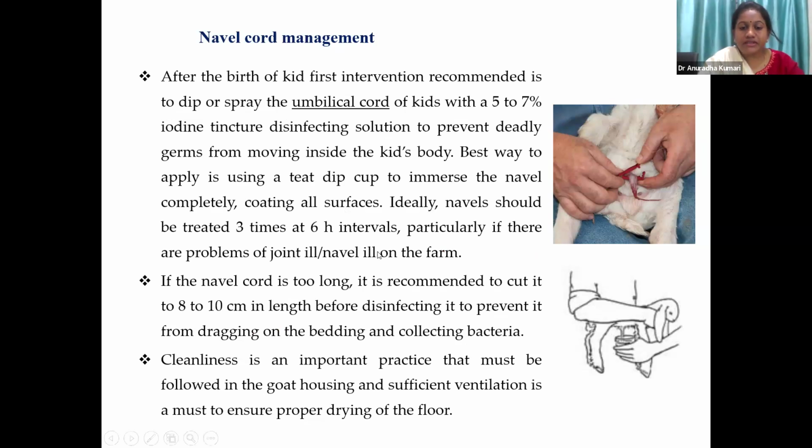In farms where there is a problem of joint ill and navel ill, it is better to apply it 3 times at a 6-hour interval. If the navel cord is too long, it is recommended to cut it to 8 to 10 centimeters in length before applying tincture iodine. Cleanliness is the most important thing to prevent infection of the umbilicus, and it promotes easy healing and drying up.